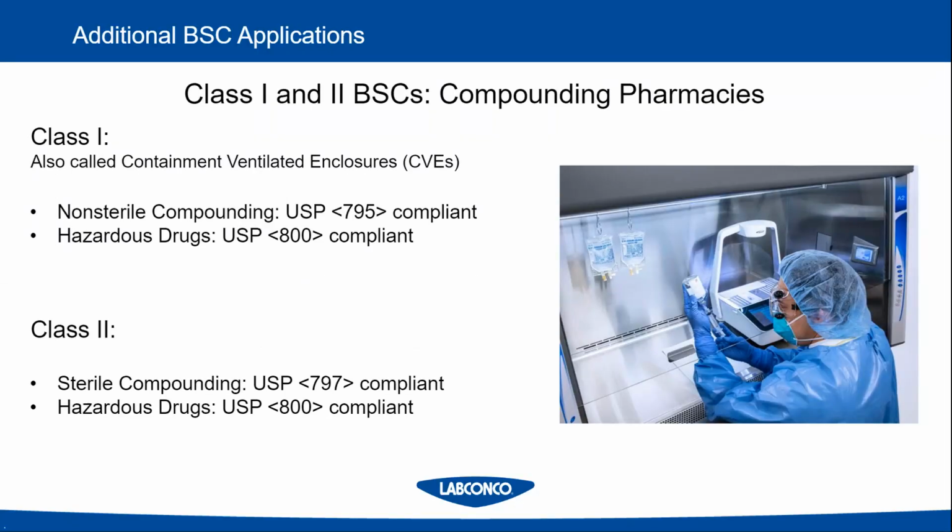Compounding pharmacies. So I mentioned these earlier. Compounding pharmacies prepare drugs for patients on the spot. Class 1 biosafety cabinets in compounding pharmacies are called containment ventilated enclosures, or CVEs. They're used when working with hazardous drugs. So they provide an environment with negative pressure where anything on the inside is passed through a HEPA filter before leaking back into the lab. So they protect the user in the lab.